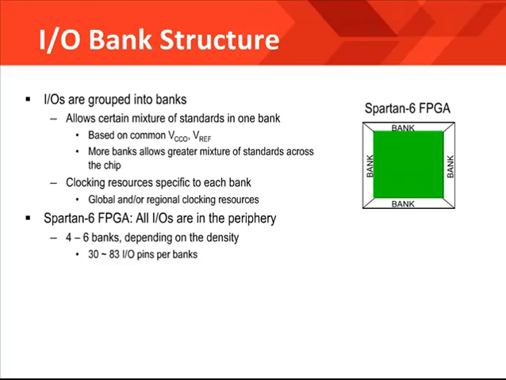This requires that each bank share a common power supply for inputs, called a VREF, as well as the power supply for the outputs, or VCCO. These voltages vary by I/O standard, and the Spartan-6 supports many I/O standards. Fortunately, many of these standards can share the same power supply, so one of the things to keep in mind is we want to keep compatible I/O standards in the same banks, or group them into banks. Spartan-6 has 4 to 6 I/O banks, and this will depend on the device density, and each I/O bank has between 30 and 83 I/O pins, and of course that will vary by density and package options as well.